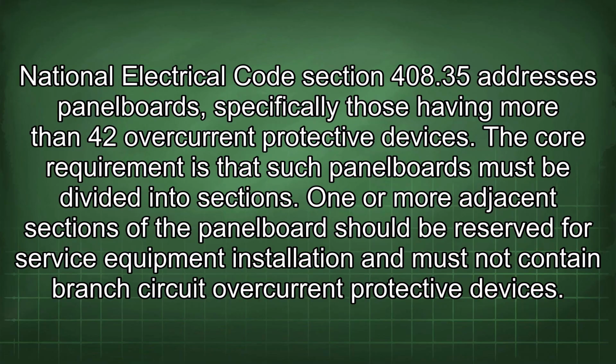National Electrical Code Section 408.35 addresses panel boards, specifically those having more than 42 overcurrent protected devices. The core requirement is that such panel boards must be divided into sections. One or more adjacent sections of the panel board should be reserved for service equipment installation and must not contain branch circuit overcurrent protective devices.